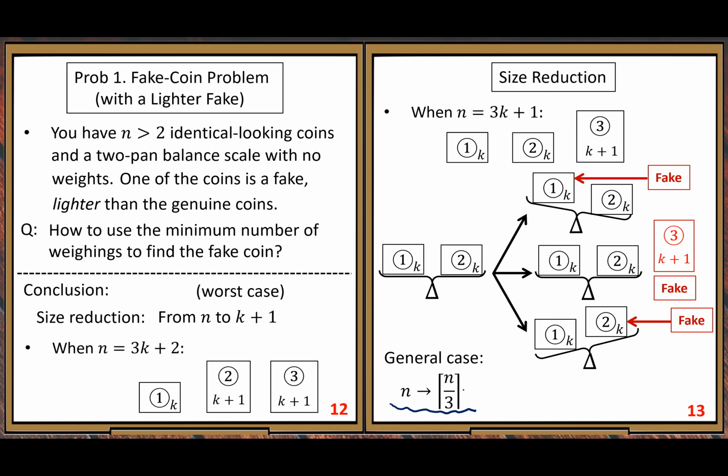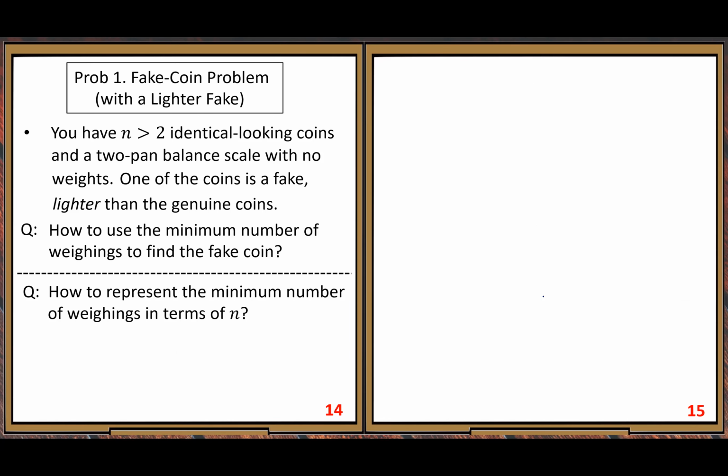From original size n to the ceiling function, not floor function. Okay? Here we use the ceiling function, not the floor function, the ceiling function of n over 3. Why? Because for this k plus 1, we take the ceiling function. Here, for this case, we need to consider the worst case. We need to take k plus 1 also. So that means we should take the ceiling function here.